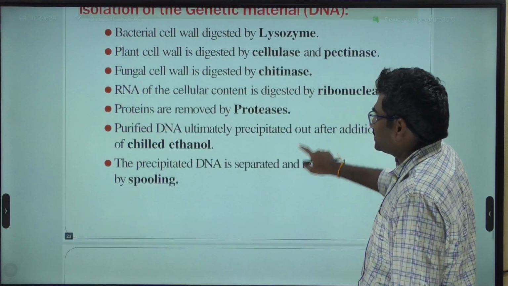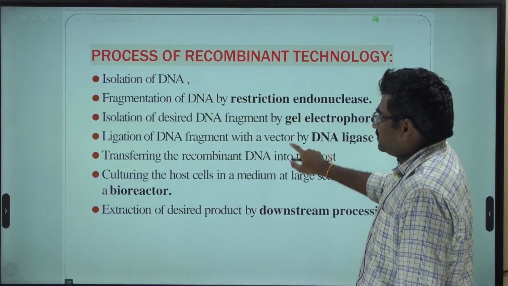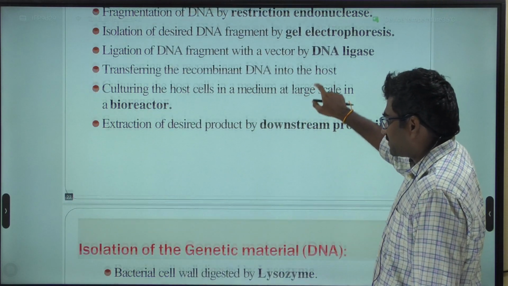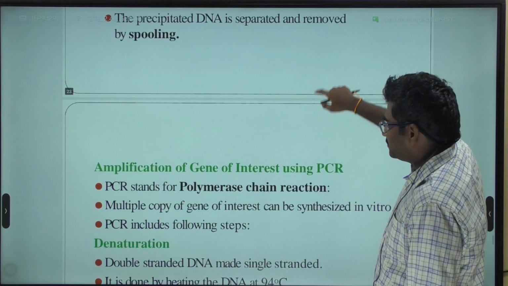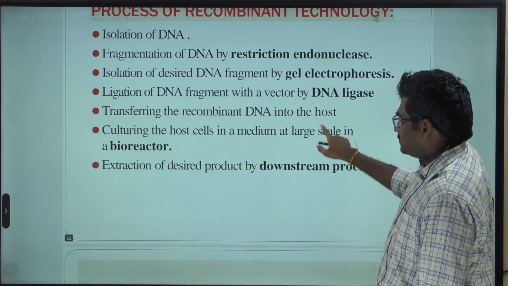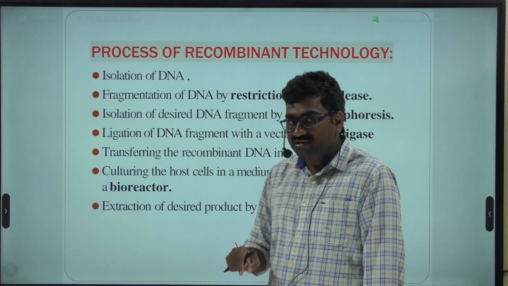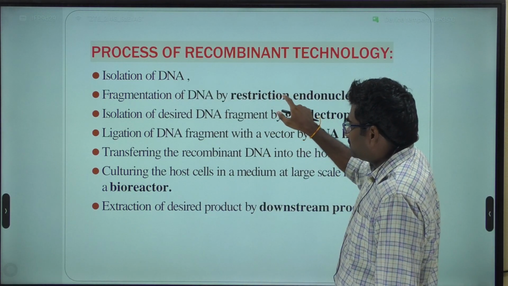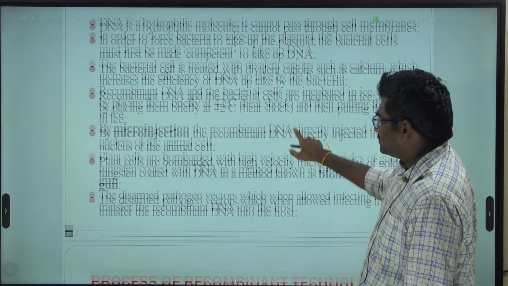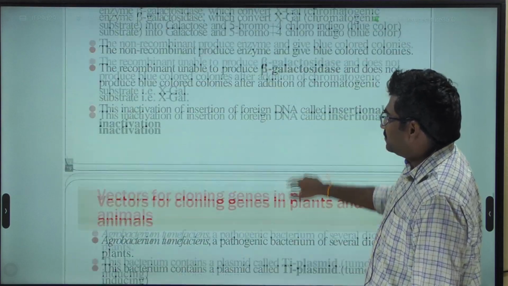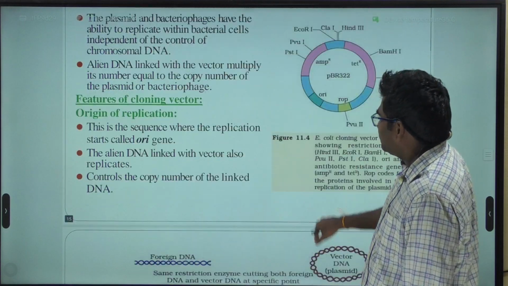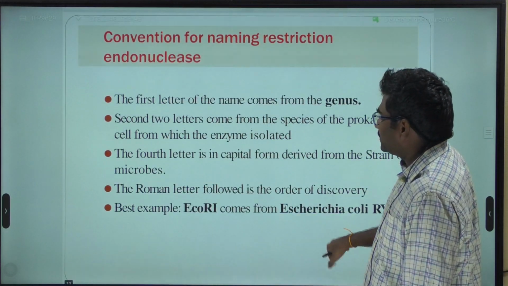Next, the second step is fragmentation of DNA by restriction endonuclease. This fragmentation of DNA is carried out by the restriction endonuclease EcoRI. EcoRI is extracted from Escherichia coli.